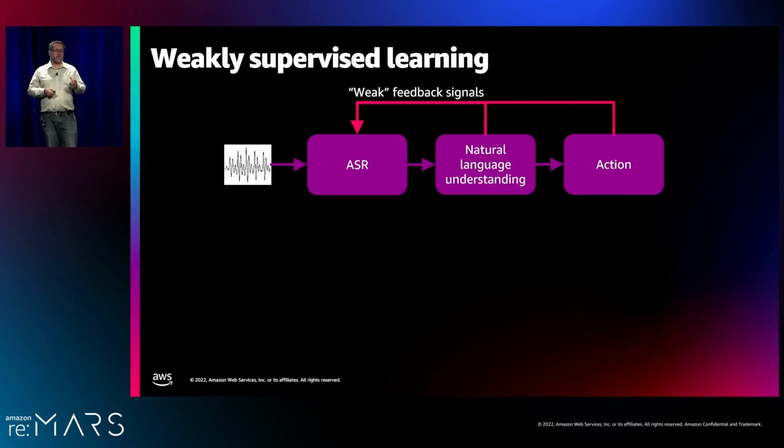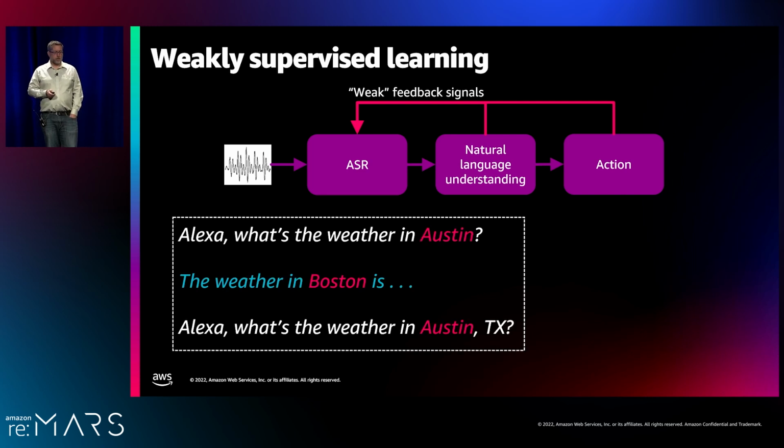And these experiences of friction that the customers have and the feedback they give us either implicitly or explicitly are very helpful for showing us that we did something wrong in the system, and in some cases, telling us what the right answer is. So here's a kind of a trivial example that just illustrates this.